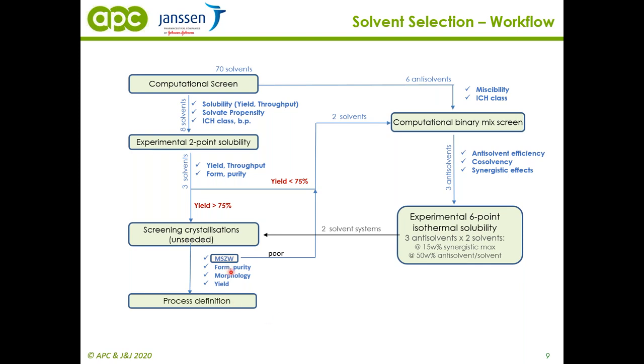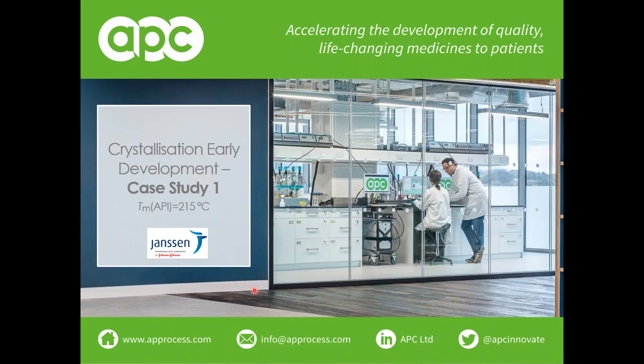So here I also emphasize, if the yield is higher than 75%, but in case metastable zone width is poor, so we have a poor nucleator API, then we are also considering to introduce the anti-solvent before it can be nucleated and crystallized. Okay, so this is, I covered all the workflow.